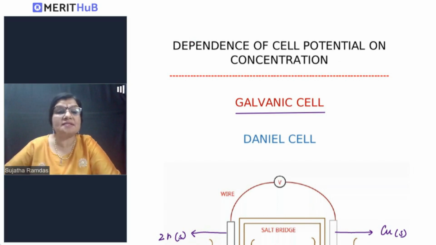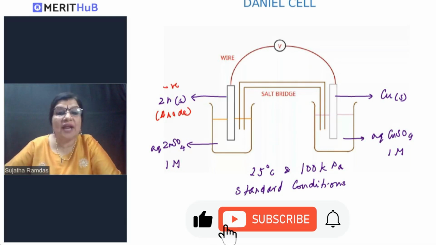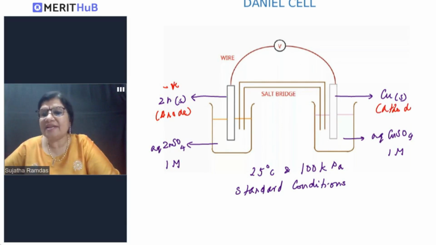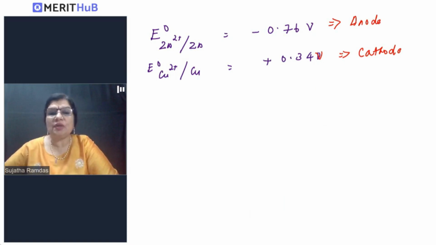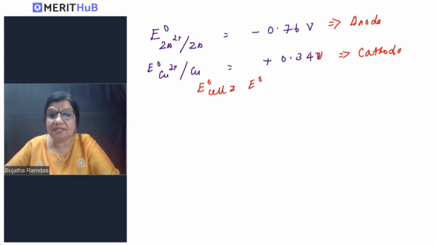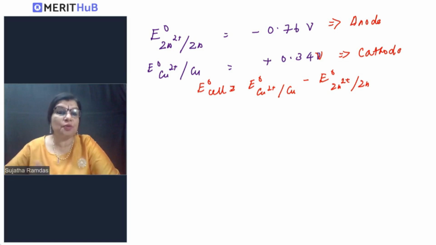Let's write down this information also. The zinc half cell is the anode, and in a galvanic cell, the anode has a negative potential. Copper is the cathode, and in a galvanic cell, the cathode has a positive potential. Now let's quickly calculate E0 cell. E0 cell is the reduction potential of the cathode, Cu2+/Cu, minus the standard reduction potential of the anode, the zinc half cell, Zn2+/Zn. So reduction potentials are used.